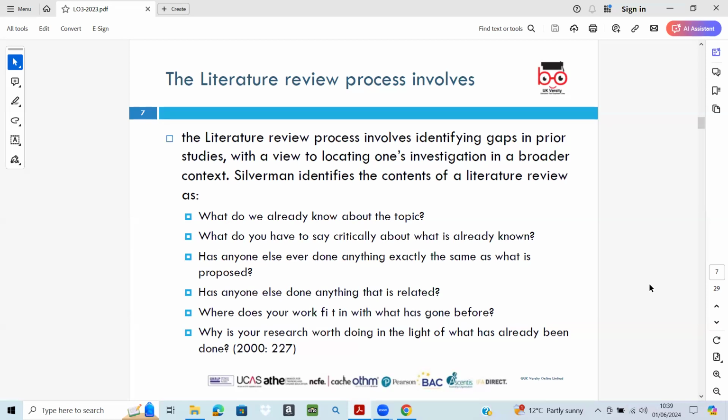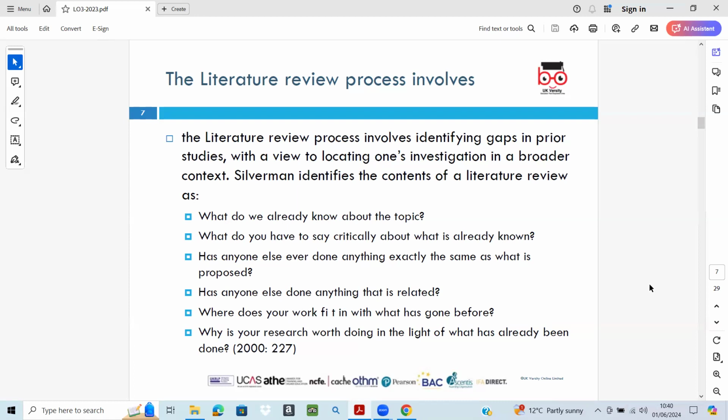Then we have, where does your work fit in with what has gone before? It involves positioning your research within the broader academic landscape. We need to explain how your study builds on, deviates from, or adds to existing research. We need to show the theoretical integration, and how your research might confirm, refute, or extend existing theories or findings.